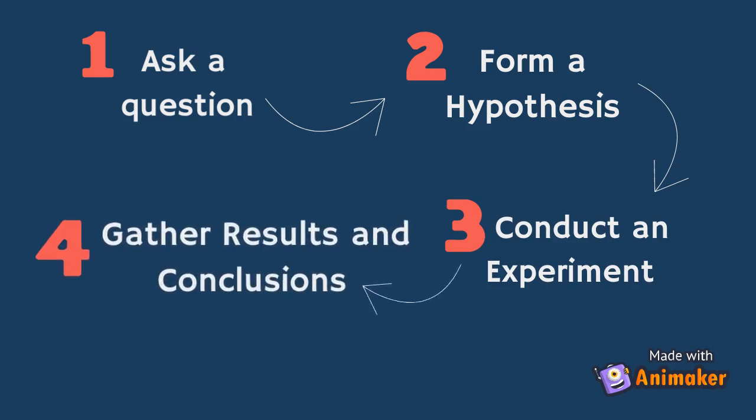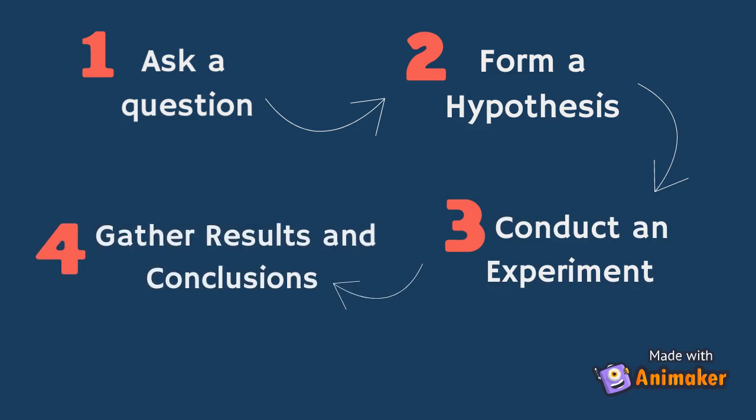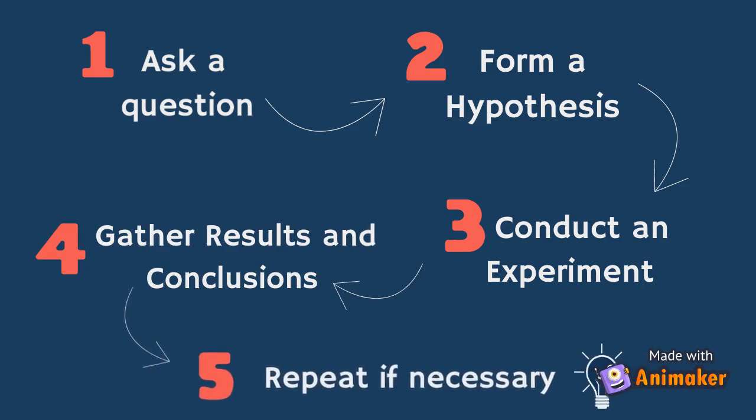Fourth, gather results and conclusions. Results are your interpretation of the experiment, while conclusions are the answers you draw through the results. Lastly, repeat these steps if needed. If the experiment fails, you can form a new hypothesis and test it again. You can keep testing until you arrive at a solution. Additionally, in many cases, it is important to repeat the process even when your hypothesis is correct. This will ensure that your results are actual and not just by chance.